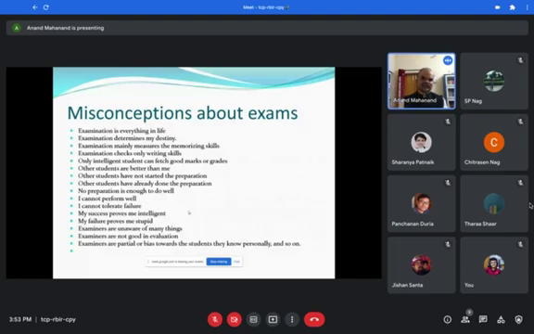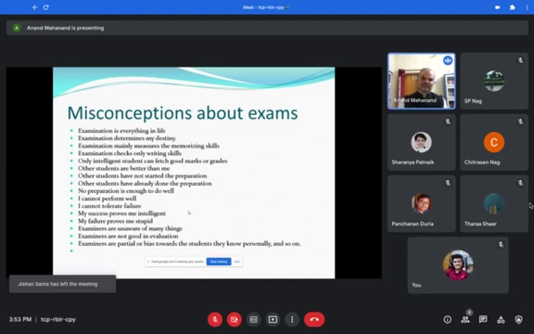Examiners are partial or biased. Okay, they are partial, they show partiality for students of this district or this region. That is also a misconception. You give your best and you will be rewarded. Okay, you go with that kind of attitude.